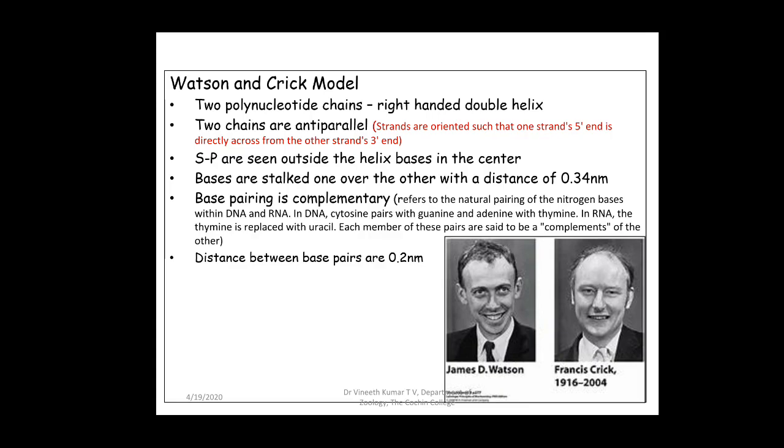And they also found that the base pairing is complementary, in the sense that purine always pairs with pyrimidine. That is, each member of these pairs is said to be the complement of the other, and the distance between the base pairs, or between two nucleotides, was found to be 0.23 nanometers. So these are the important conclusions regarding the three-dimensional structure of the DNA, which was postulated by Watson and Crick.